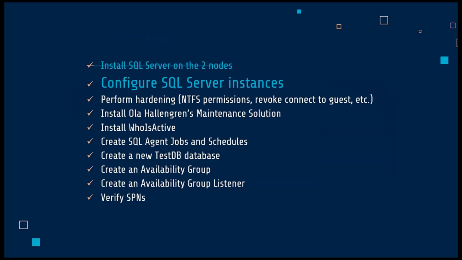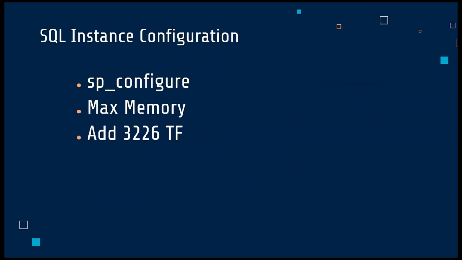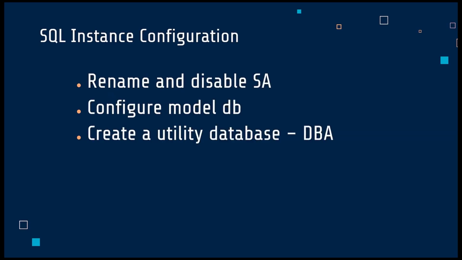So now that the installation is completed, we have the instances running, two standalone instances for now. It's time to start to configure them and to apply a few best practices. Now everyone knows that defaults are not really the best ones when it comes to SQL Server. So we need to change some settings like set the max memory, add some trace flags, and so on. I'm going to then rename and disable the SA account, configure the model DB, create a utility database.